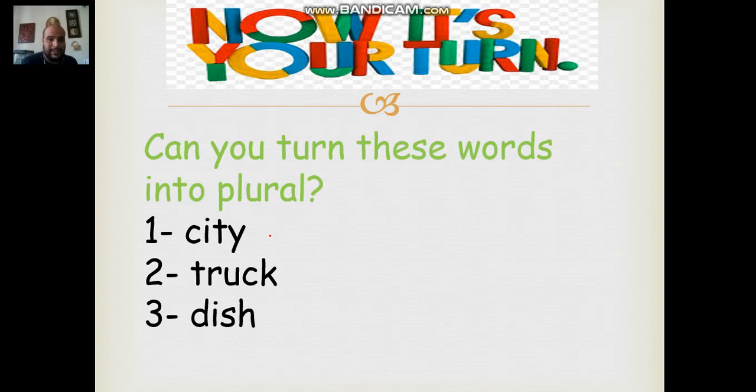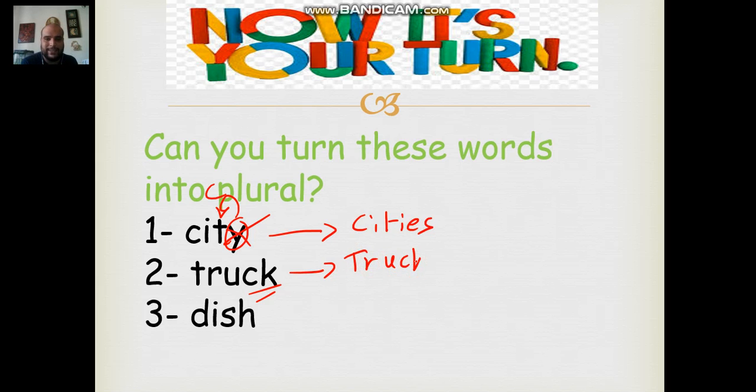Of course. City. I'm going to check the letter before Y. Is it a consonant or a vowel? So I have a T, which is a consonant. I'm going to omit the Y, and I'm going to write cities. Here I don't have any problem. I don't have a Y, and we didn't study that it is an irregular plural with teacher Malik. So I'm going to add an S, tracks. Whoa, here I have a problem. I have an SH, and we have said that with SH we're going to add ES, dishes.